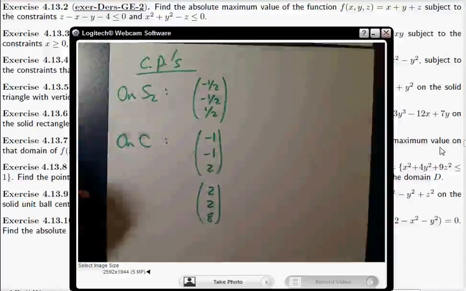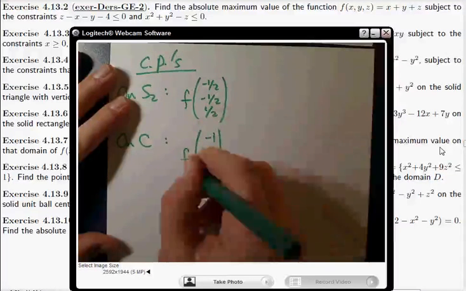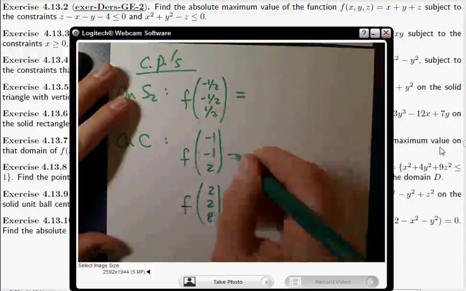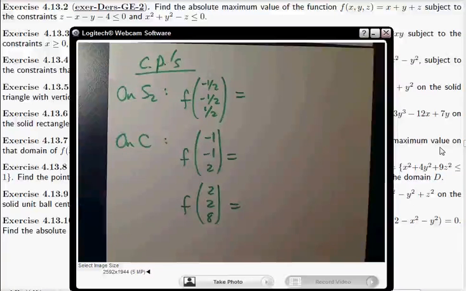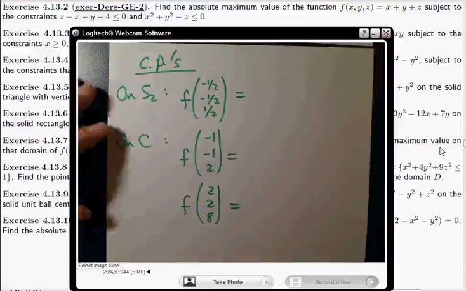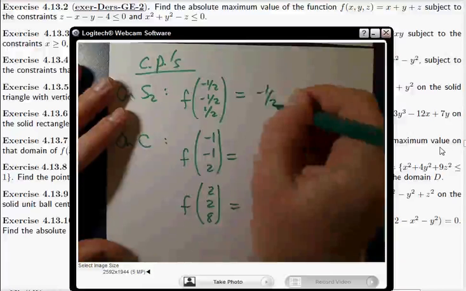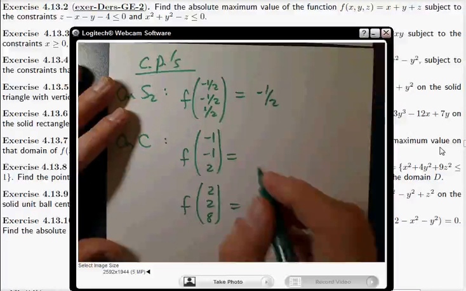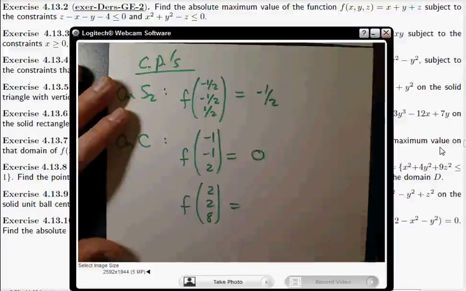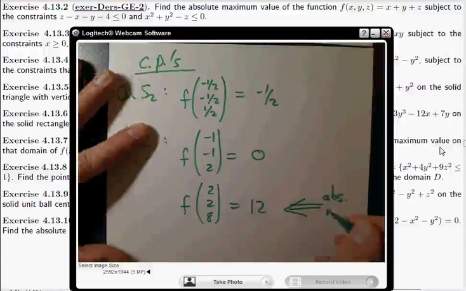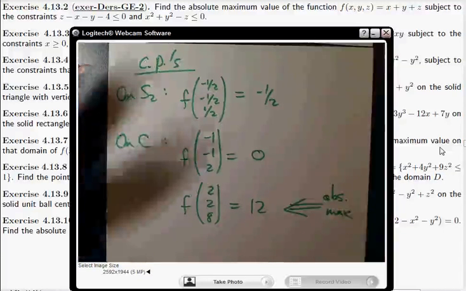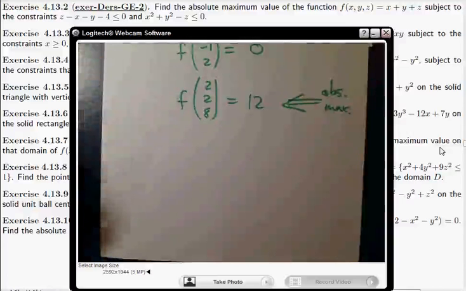Now we just have to evaluate what f is on each of these points. Our original function, what are we trying to optimize here? It was x plus y plus z, I think? Yeah, there it is, x plus y plus z. Okay, so negative 1/2 is 0 and 12. And we have a winner. Our absolute maximum. Oh, no, I did. Okay, shame on me. There's one final little icing on the cake that I have to put on here.